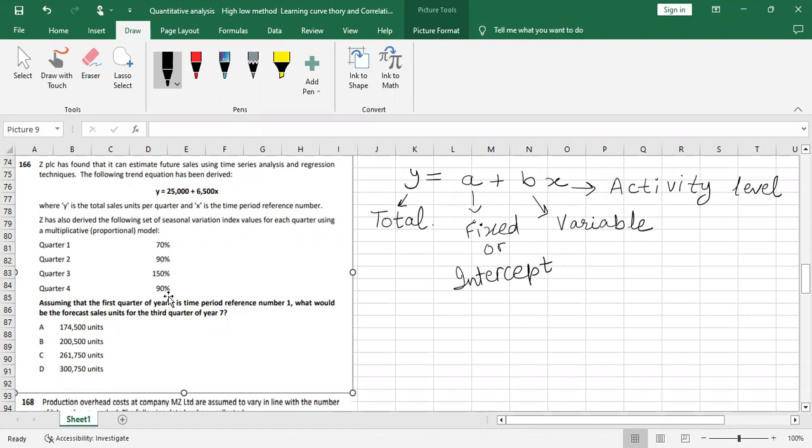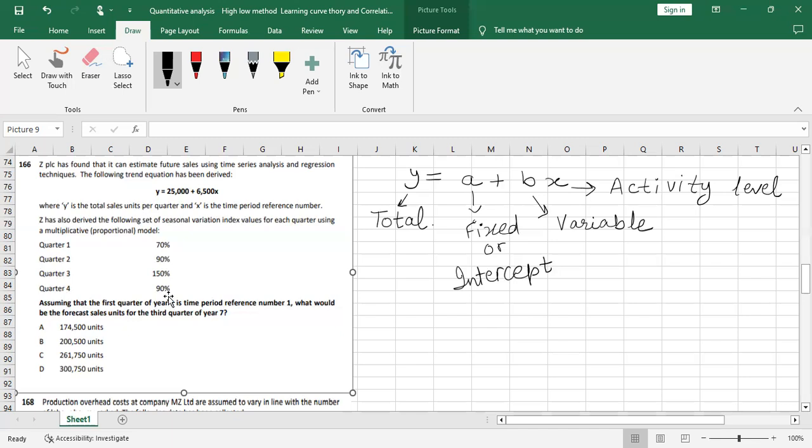Further, he says, assuming that the first quarter of year 1 is time period 1, reference number 1. He is saying that I am referring number 1 to the first quarter of year 1. What would be the forecast sales units for the third quarter of year 7?